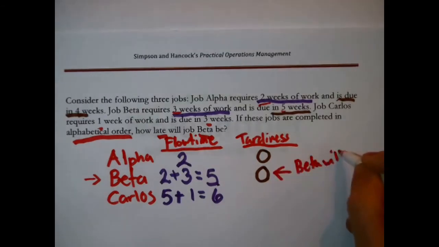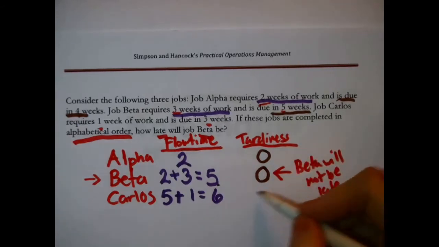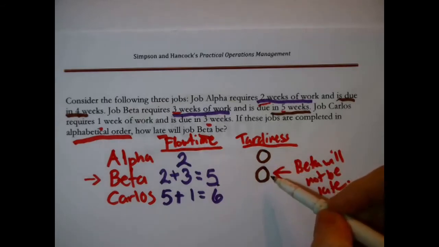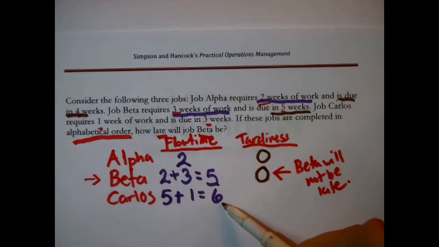Beta will not be late. It'll actually be right on time, but to answer the question, how late will it be? It won't be late. Now, just because I hate this blank right here, let's also complete the tardiness for Carlos. Carlos will be finished in 6 weeks.